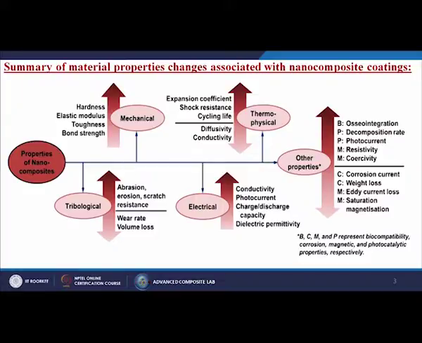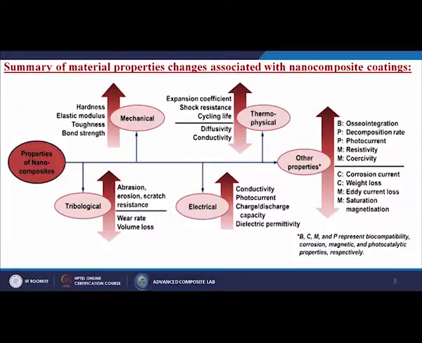Now, here is the total summary of the material property changes associated with nanocomposite coatings. What properties can we generally get after coating these materials? First are the properties of the nanocomposites. When we talk about mechanical properties, it can increase the hardness, the elastic modulus, the toughness, and the bond strength. These are the aspects for which we are doing the coatings of those nanomaterials.